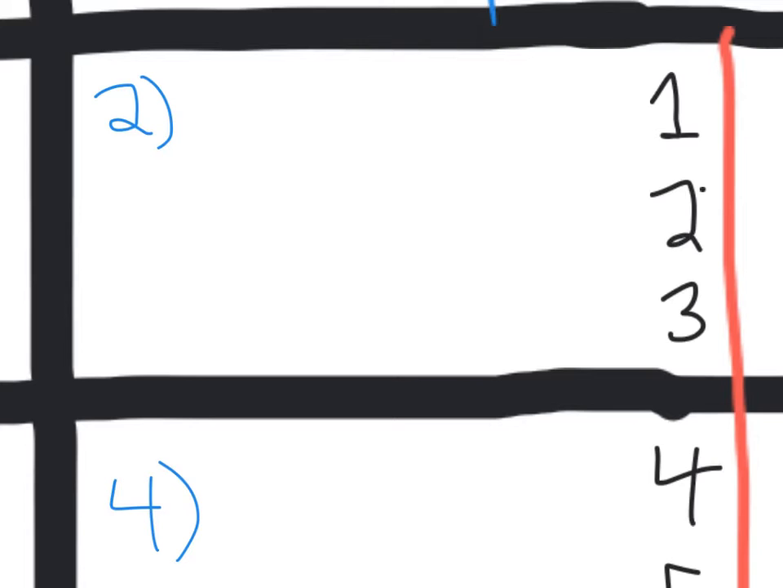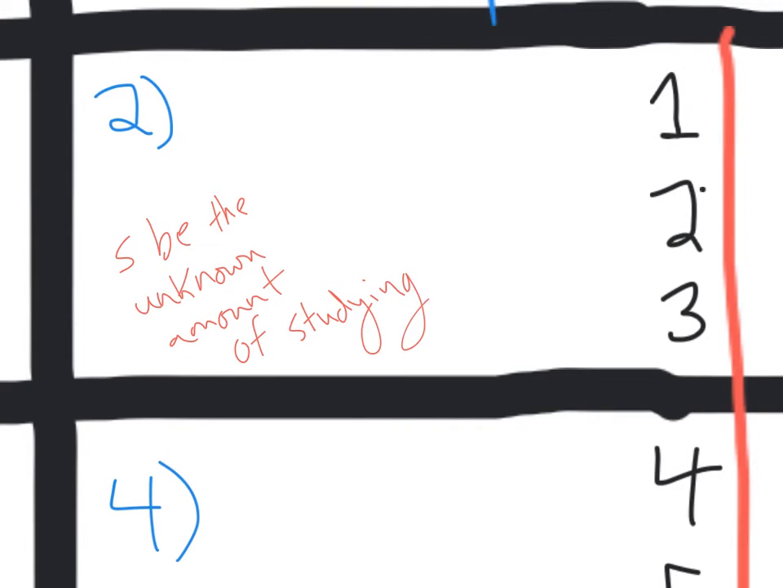So we've got 6 hours more per week than Theodore studies. So I'm just going to let S be the unknown amount of studying. And since it's 6 hours more, 6 hours more than, we're going to have to use plus 6.